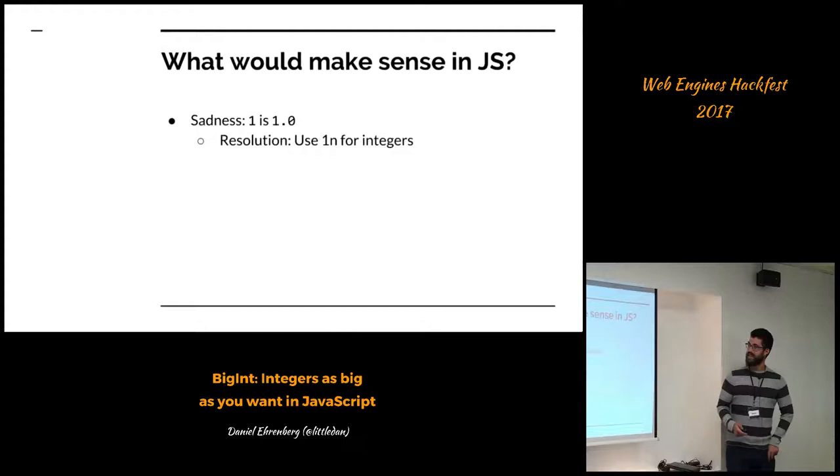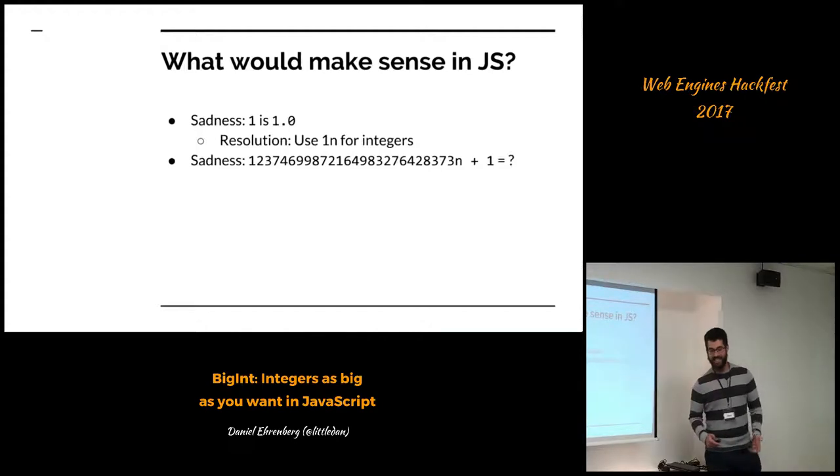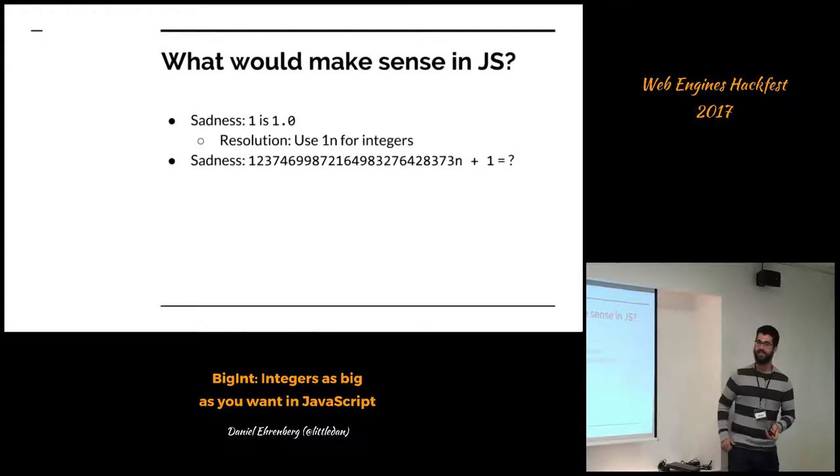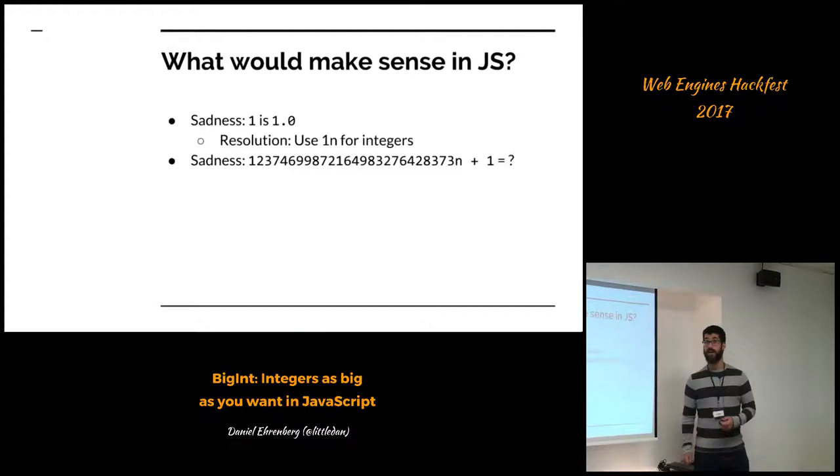The new syntax, the proposed syntax, is to use 1n when you're expressing a BigInt literal. What do you do when you have mixed arguments? This is another sad case about the history of JavaScript. In other languages, if you just add one to something, that would be a natural way to get a number that's one greater than it. Also, in other programming languages, whenever you do a mixed operation between integers and floats, it promotes to a float. But for JavaScript, this doesn't seem like a very good design.